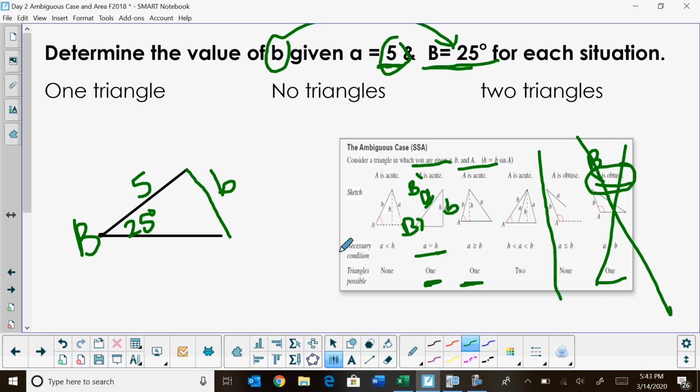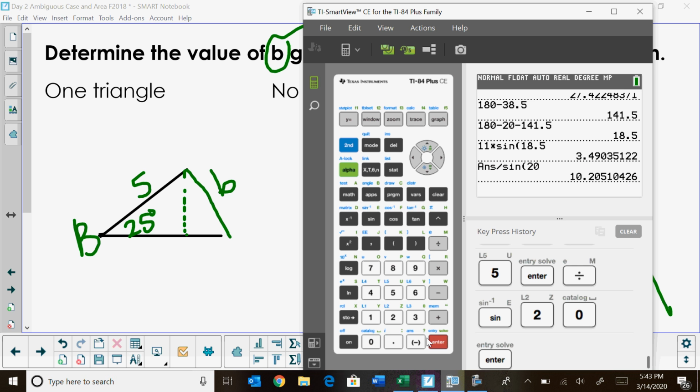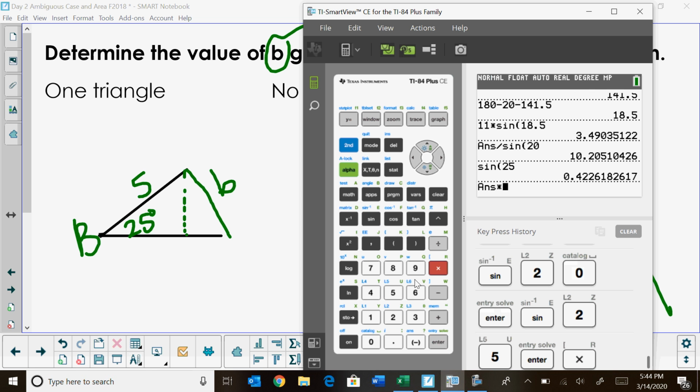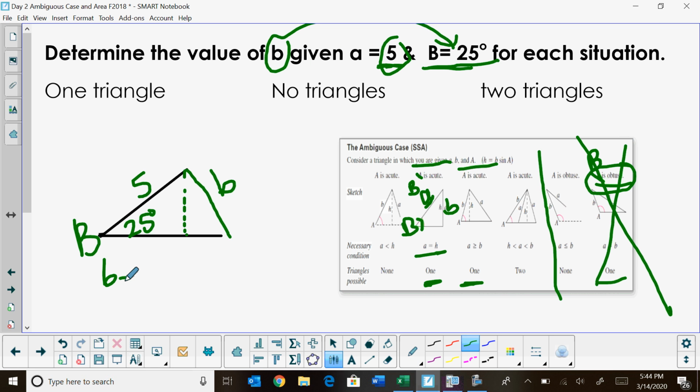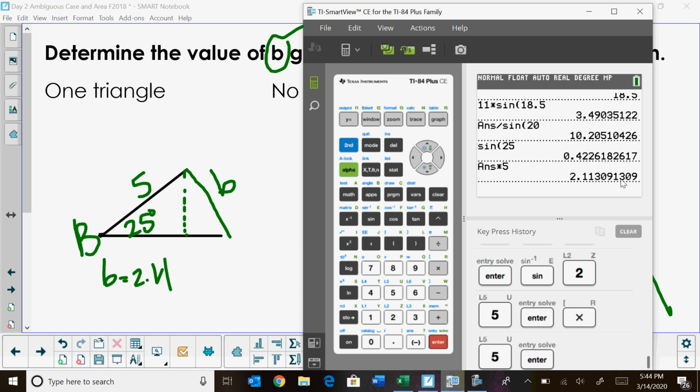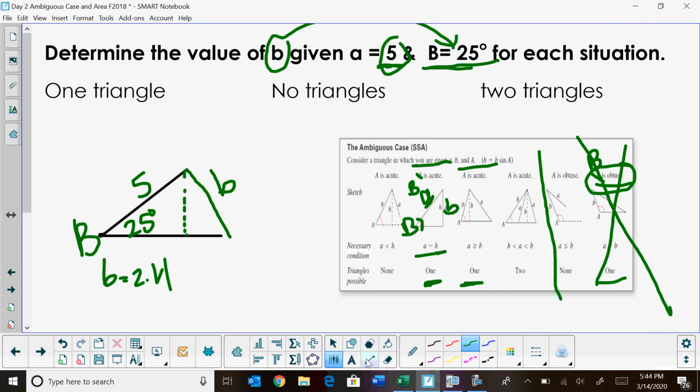Well, for it to be one triangle, it could be the same as the height. So what would the height be? Well, let's grab our calculator, and we know to find the height, we take sine of the angle, and we take it times the adjacent side, 5. That's just using sine. So B could be equal to 2.11, which is just the height of the triangle. So that's the scenario where one triangle is possible.